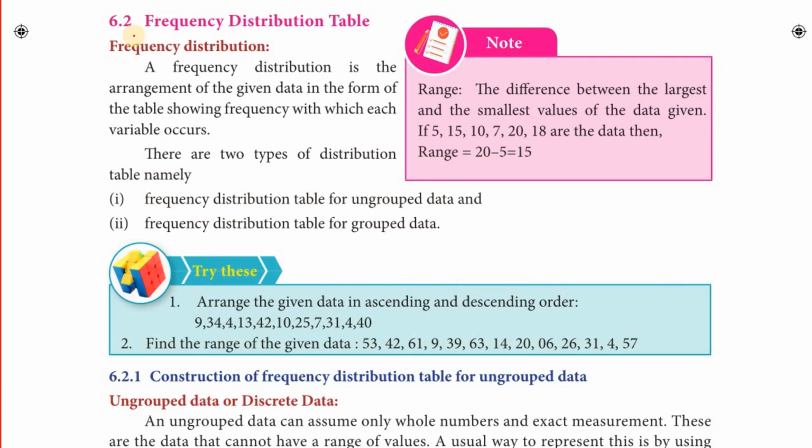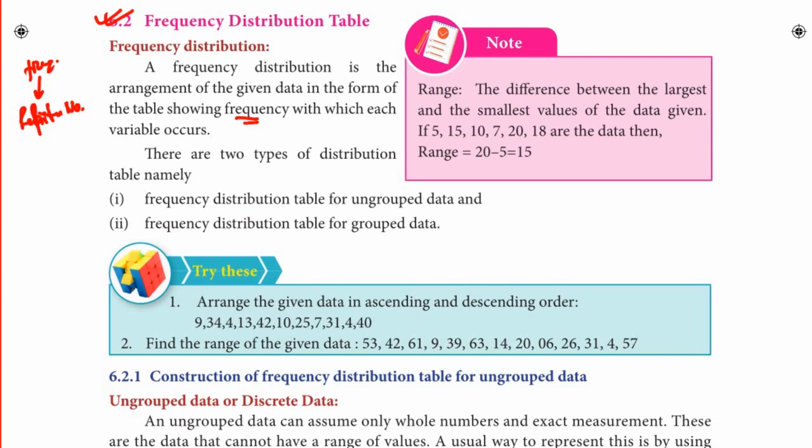Okay. So, now let us talk about the frequency distribution table. What's a frequency distribution? Well, a frequency distribution is the arrangement of the given numbers in the form of a table showing frequency, that is, how many times some number has repeated. The repetition number is frequency. So, frequency is basically the repetition number, how many times something has repeated, with which each variable occurs, right.